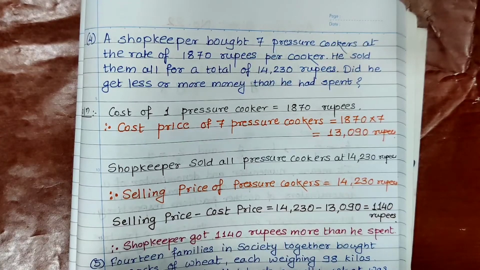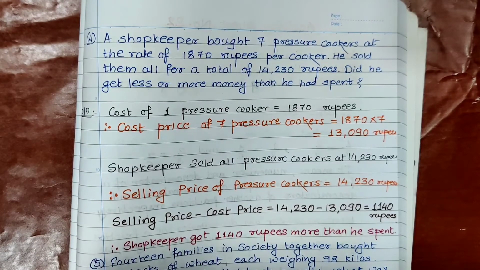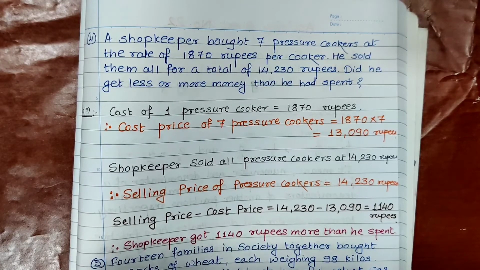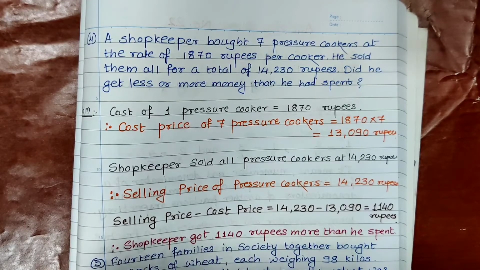Now the next question is, a shopkeeper bought 7 pressure cookers at the rate of 1,870 rupees. At the rate of 1,870 rupees means what? The cost of one pressure cooker is 1,870 rupees. Then he sold them all for a total of 14,230 rupees. What we have to find out is, did he get less or more money than he had spent? This we have to find out. So let us start our solution.